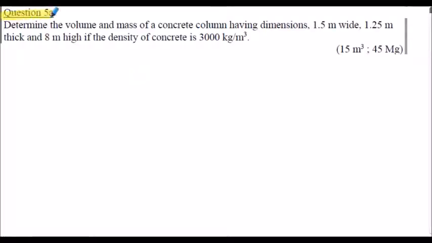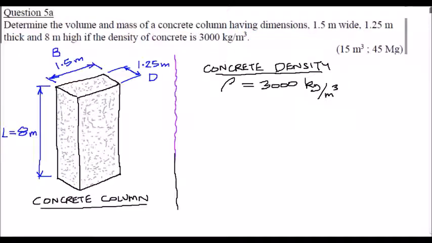Question 5, we're asked to determine the volume and the mass of a concrete column having dimensions 1.5 meters wide, 1.25 meters thick, and 8 meters high. We're given the density of the concrete is 3,000 kilograms per meter cubed. So the first thing to do is extract the information from the question. Here's my diagram with my 3 dimensions. I've called the first dimension 1.5 meters my B dimension of the column, the 1.25 meters thick I've called that D here, and it's 8 meters high, so that's the length L.